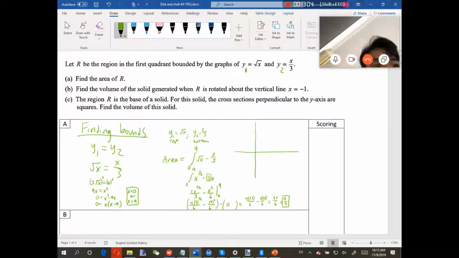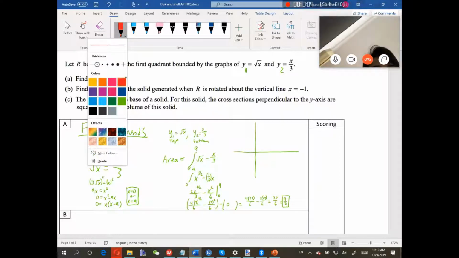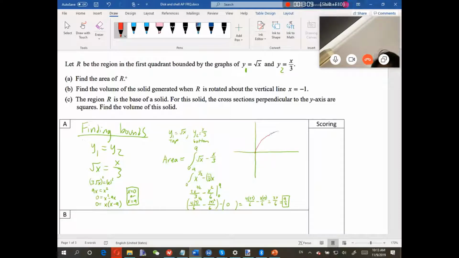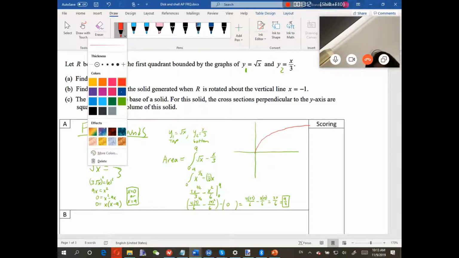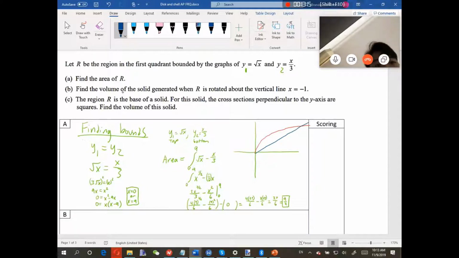So we had two functions. We had the square root of x, and we had x over 3. That looked something like that. And they touched at x equals 0 and x equals 9. Okay, then we just found this region R, the area between them.